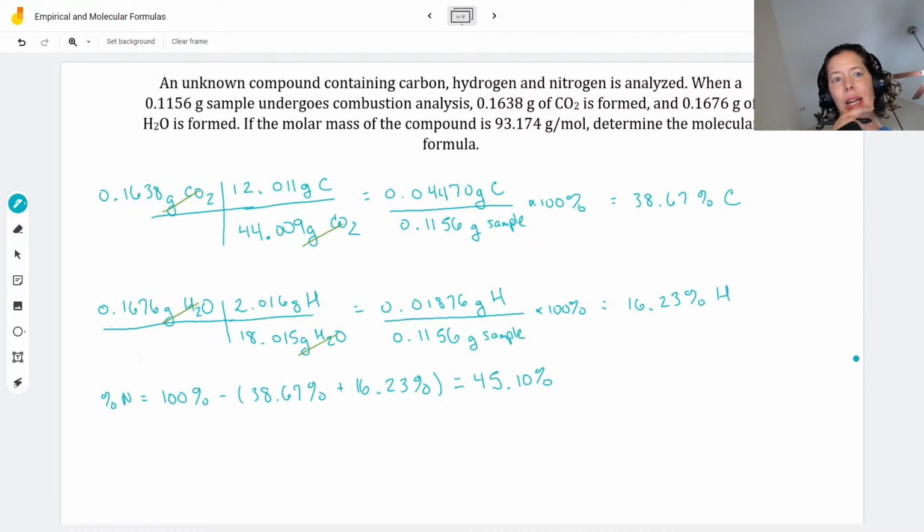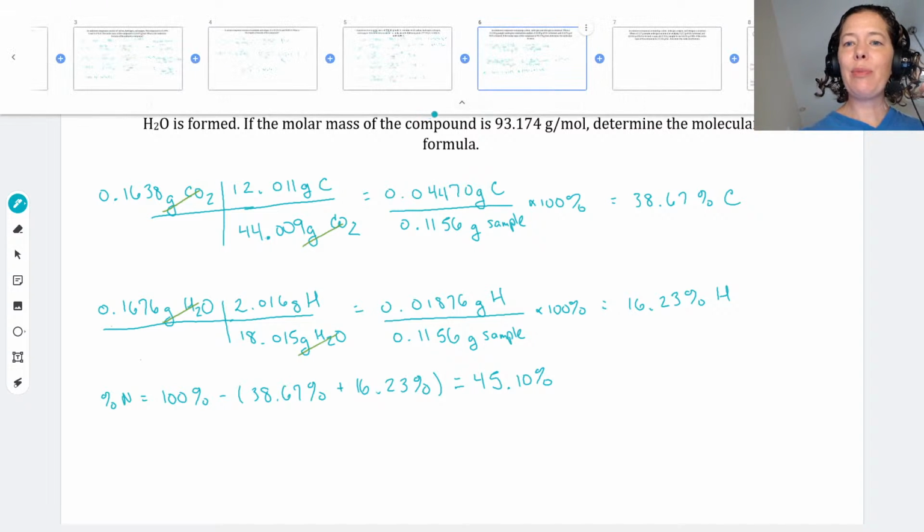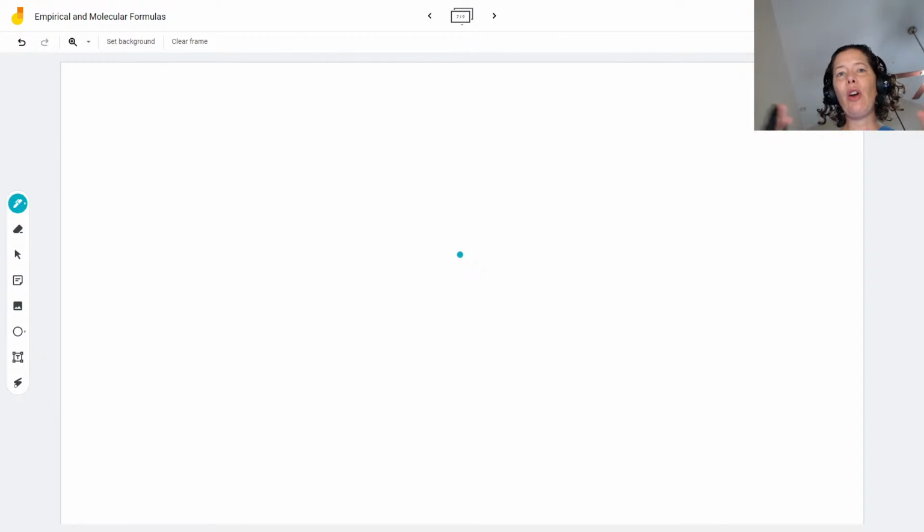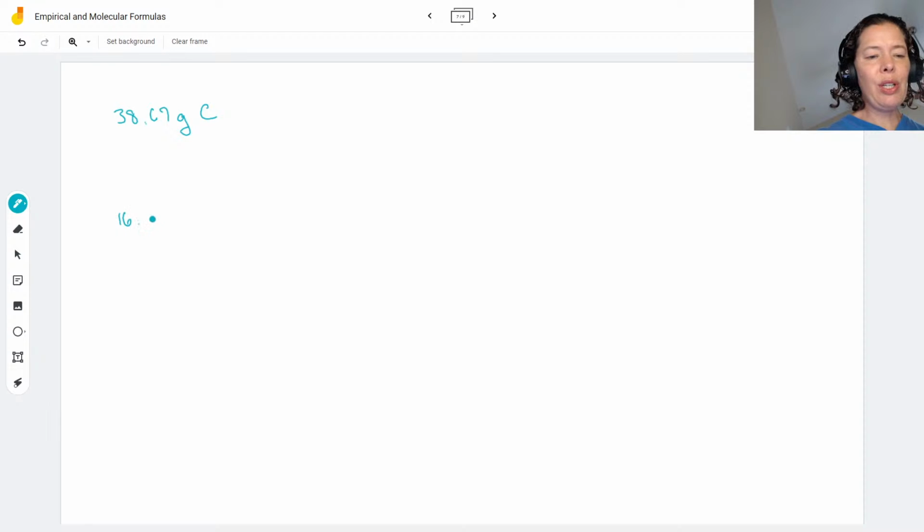And I'm kind of thinking that I'm going to put this on another page because I'm running out of space here. So let's add in another page. And we'll come right here. All right, and we can always go back and get other data. But we had 38.67% carbon. So again, assuming 100 grams, that is how many grams of carbon? 16.23% hydrogen. So there are my grams of hydrogen, and nitrogen was 45.10 grams of nitrogen.